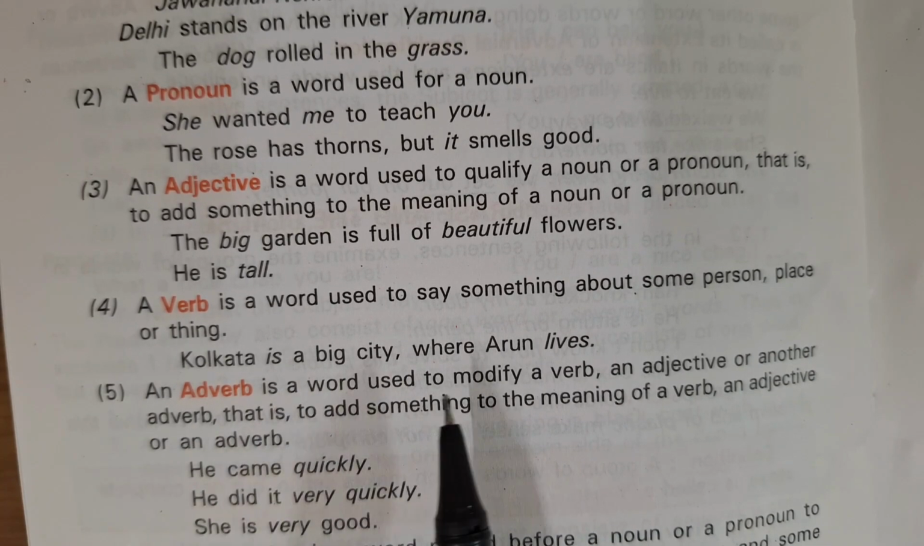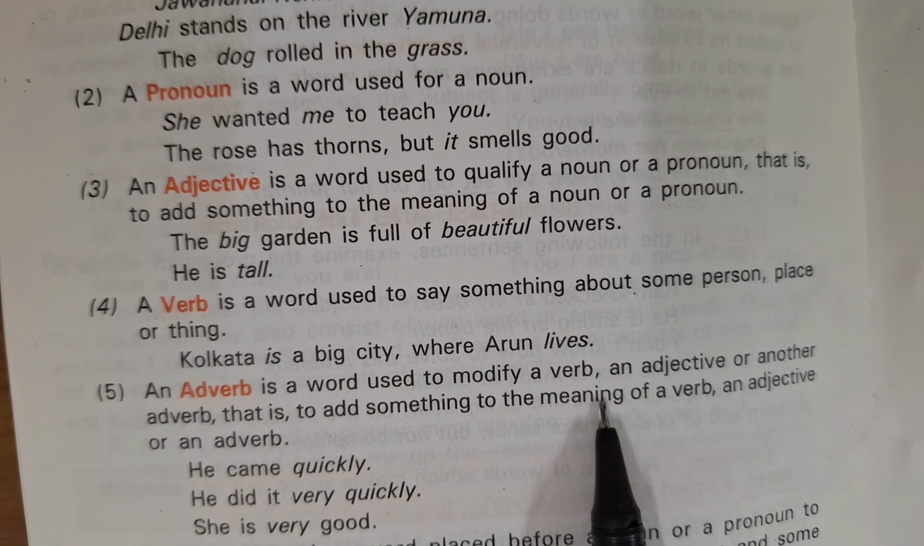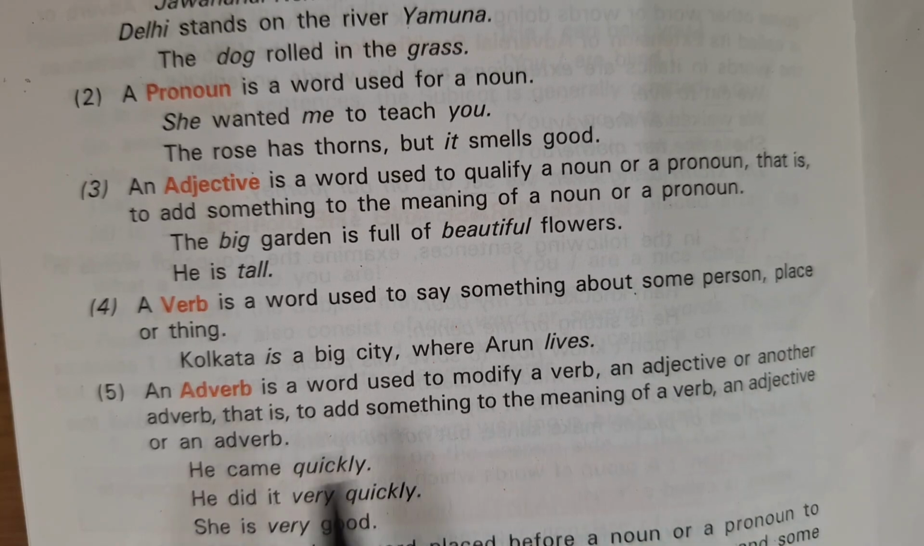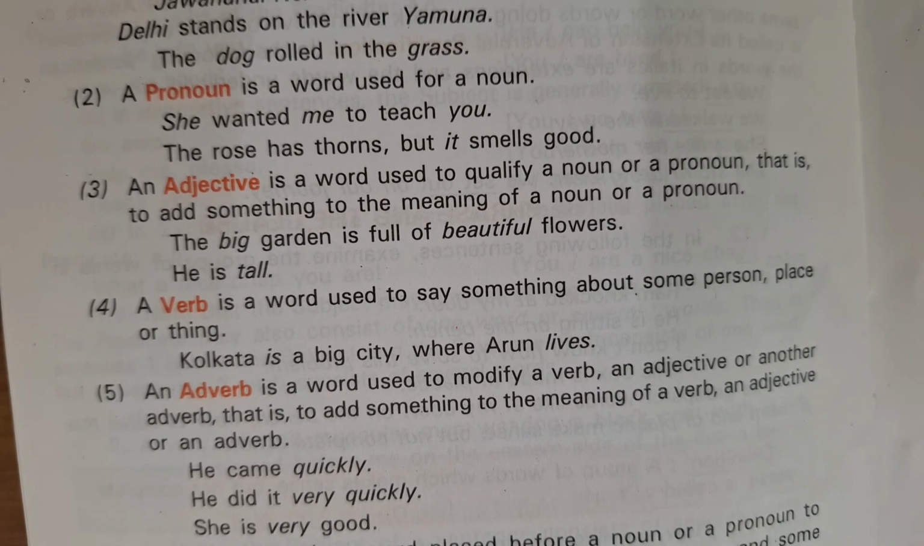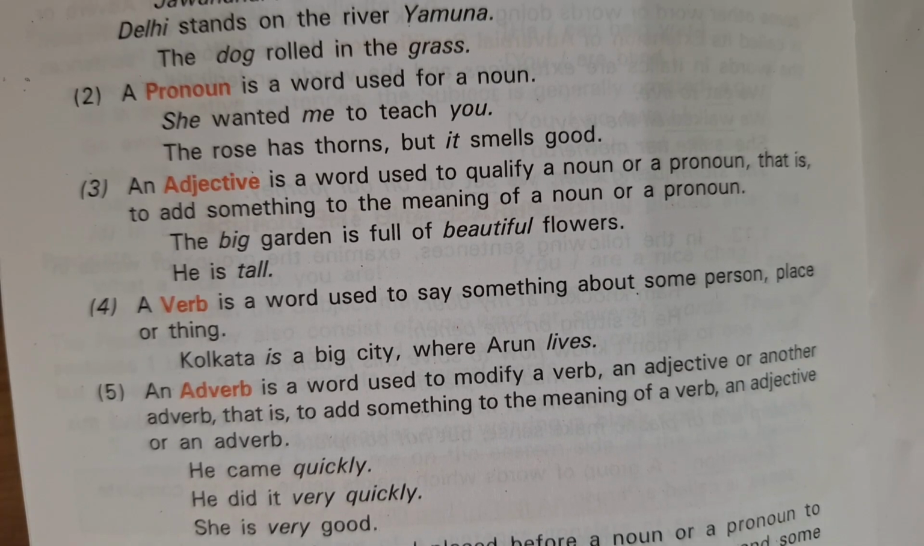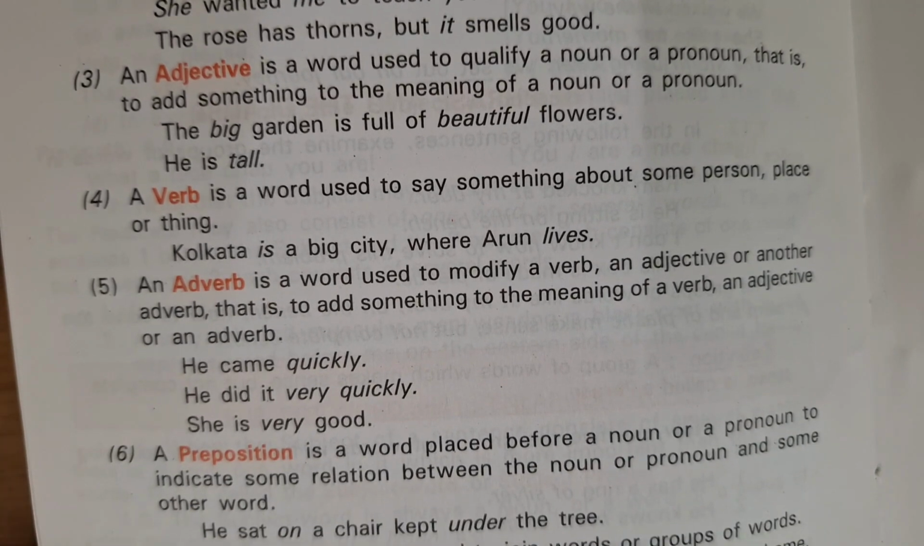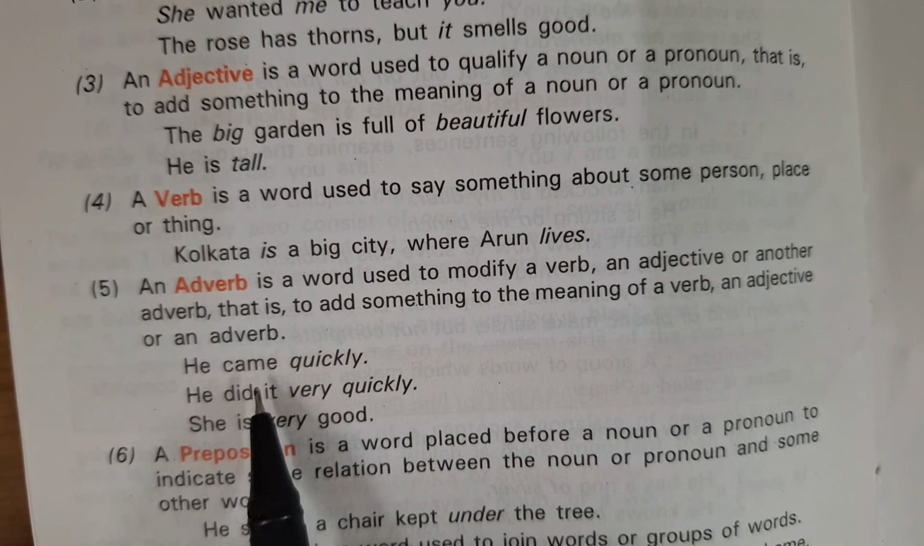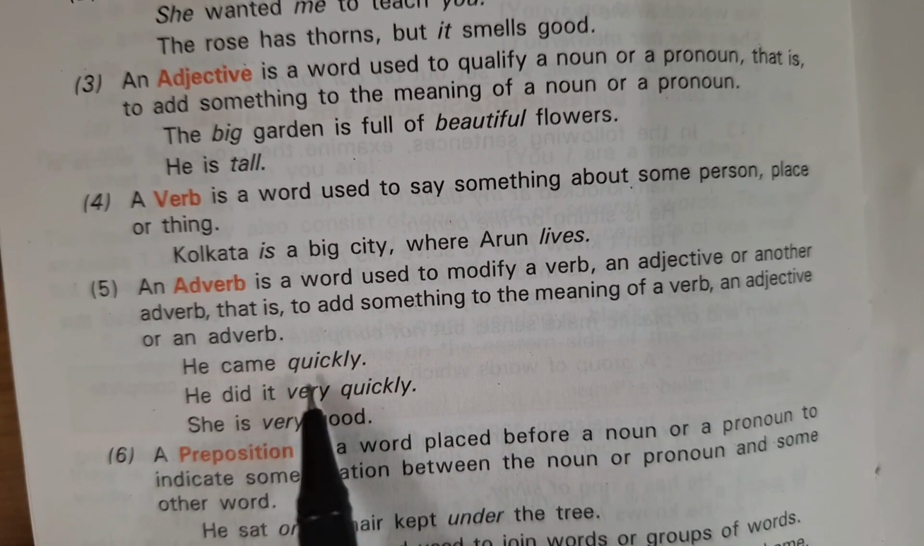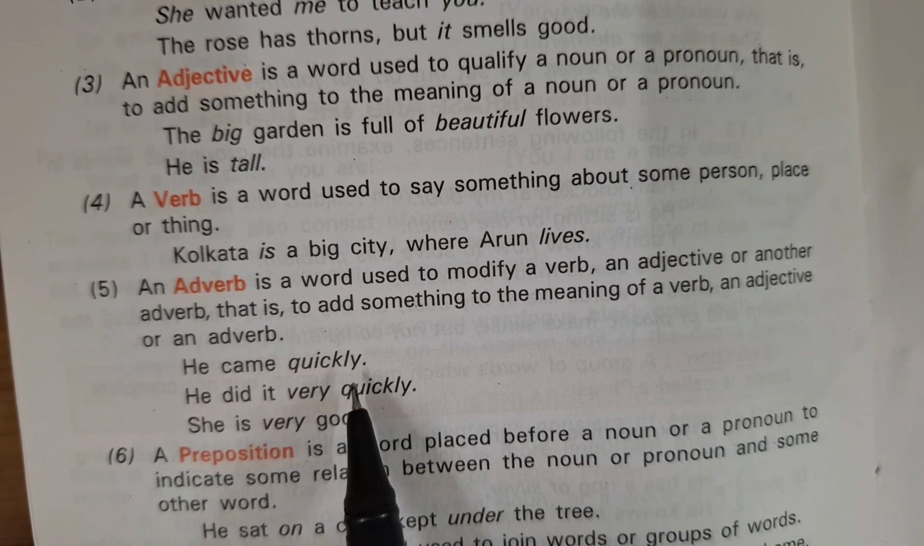An adverb is a word used to modify a verb, adjective or another adverb. That is, to add something to the meaning of a verb or an adjective or an adverb. These are called your adverbs. Example, he came quickly. Now, came is your verb. Quickly is describing how he came. So, quickly is your adverb.